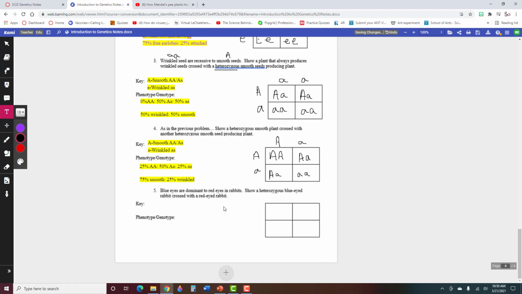Alright, your turn. Fill in this last Punnett square, answer the question, and then you can submit this assignment.